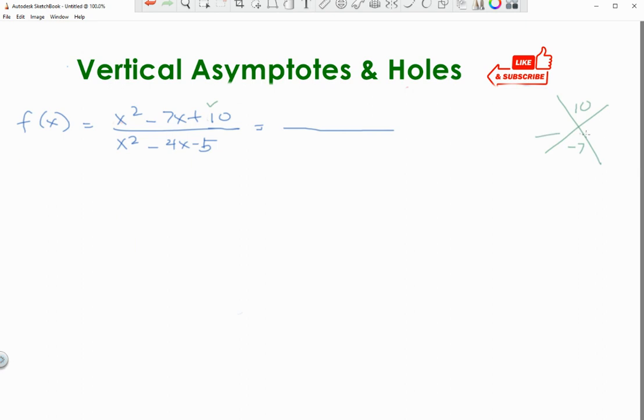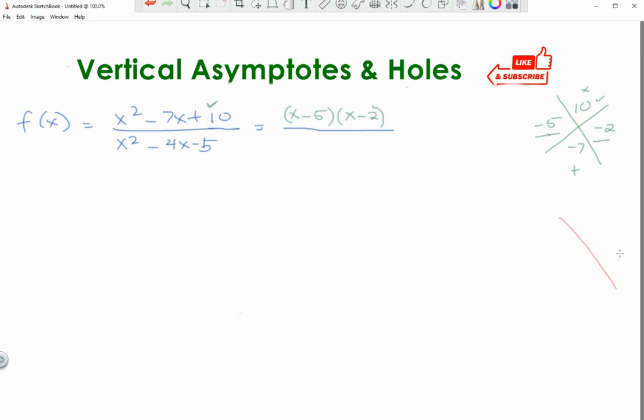So I'm gonna say what two numbers will you need to multiply that will make 10, but when you add will make negative 7. Well, those numbers are negative 5 and negative 2, right? So negative 5 times negative 2 will give you a positive 10. Negative 5 plus negative 2 will give you a negative 7. So where did I get this 10 and 7? The 10 is your c and your negative 7 is the b. So therefore, the factors for the numerator are x minus 5 from here, and then x minus 2. So that is the numerator.